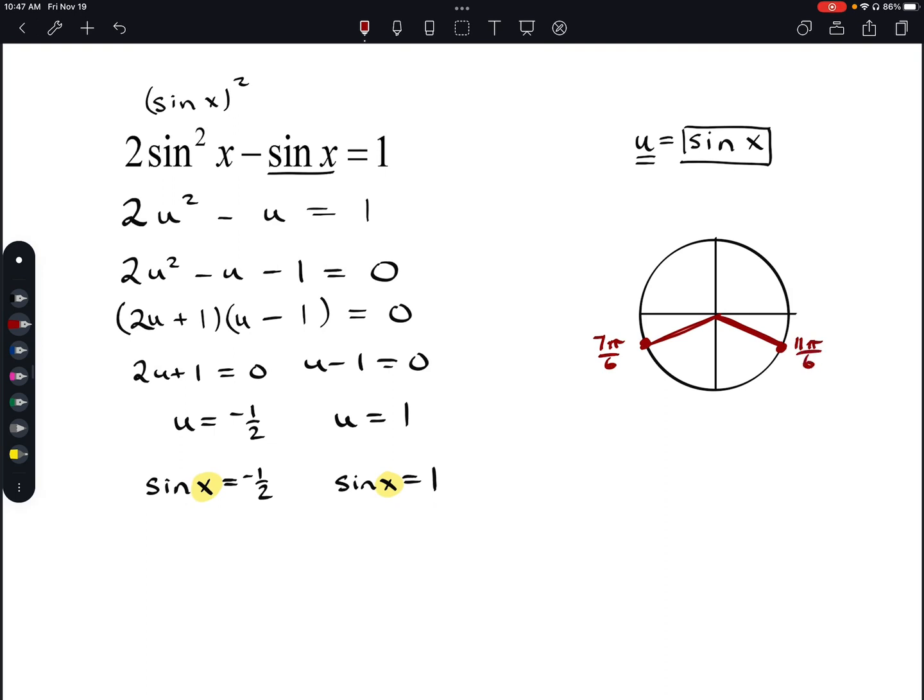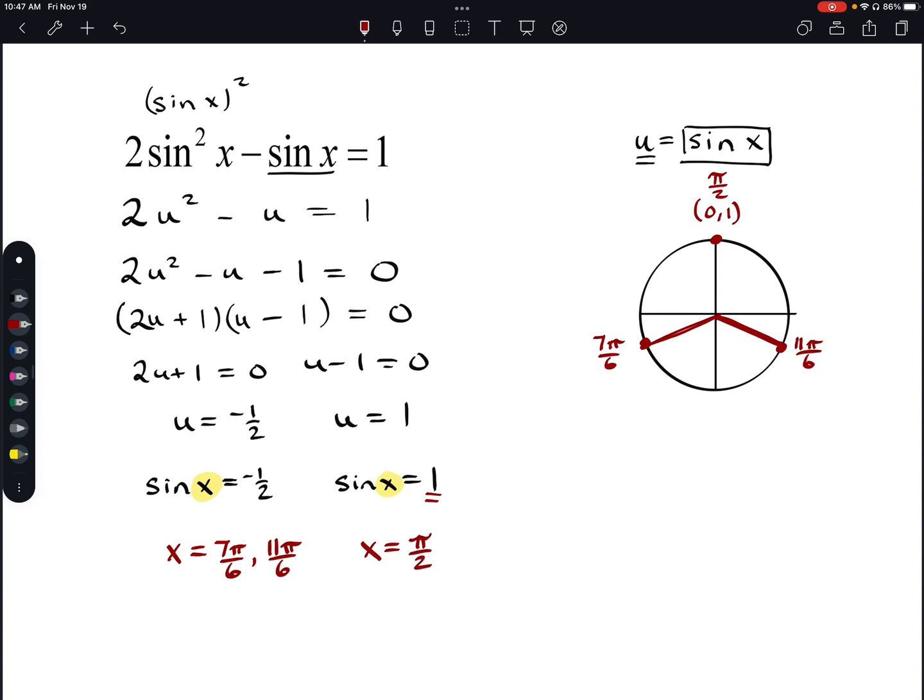And then where's the sine going to be 1? Well, this is the only point up here that has a y-coordinate of 1. So we know that we would also have a pi over 2. So our answers for this, x on this one is going to be 7 pi over 6 and 11 pi over 6. And on this one, x is going to equal pi over 2. So there's 3 answers on that one.